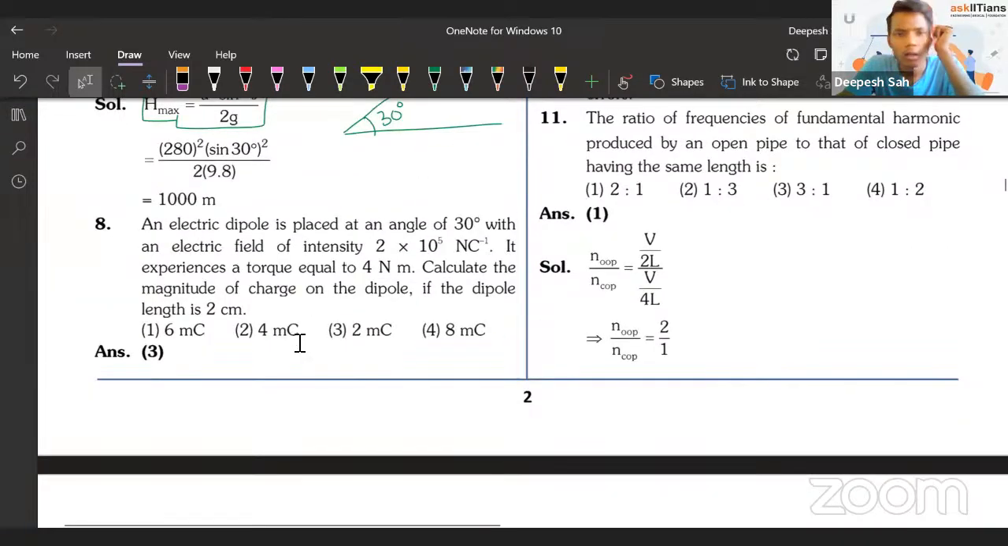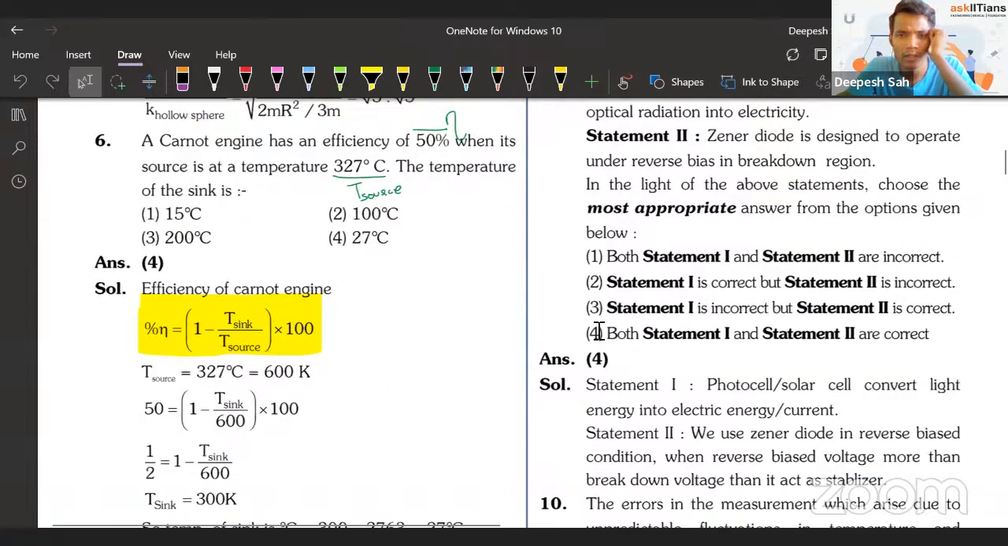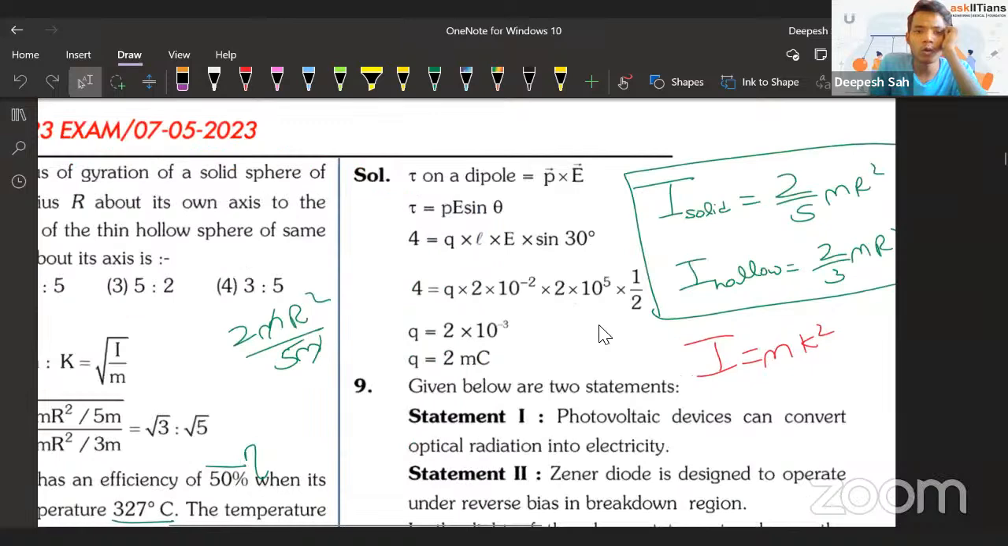Next, an electric dipole is placed at an angle 30 degrees with the electric field of intensity. Okay. It experiences a torque of 4 Newton meter. Calculate the magnitude of the charge of the dipole. Again, a very straightforward and very easy question. So it is asking you the value of charge.